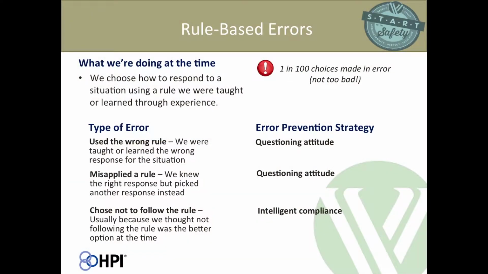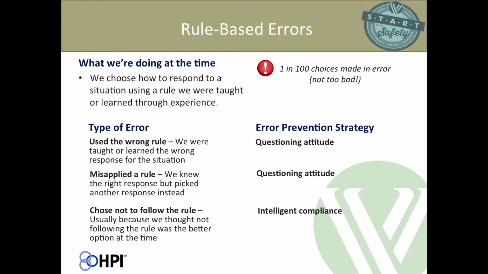The next mode that we can be in is rule-based mode. Here we choose how to respond to a situation using a rule that we were taught or learned through experience. So this is an if-then, do-this type of environment. We're still pretty good in this mode too. We make an error about 1 in 100 chances, so not too bad. But we still make errors.